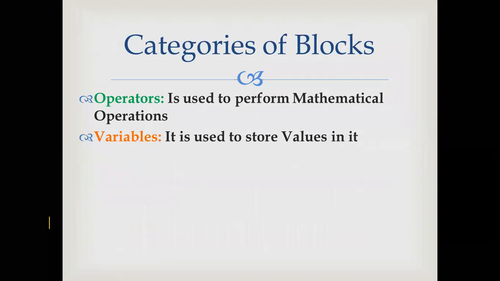Next is operators. If I want to do some addition, multiplication, subtraction in my Scratch window, that can be done with the help of operators. And next is variables. Variables means if I want to store some value, like taking a name from you and storing that name, that can be done with the help of variables. So this is how the categories of blocks are divided, which we will be using throughout the programming.